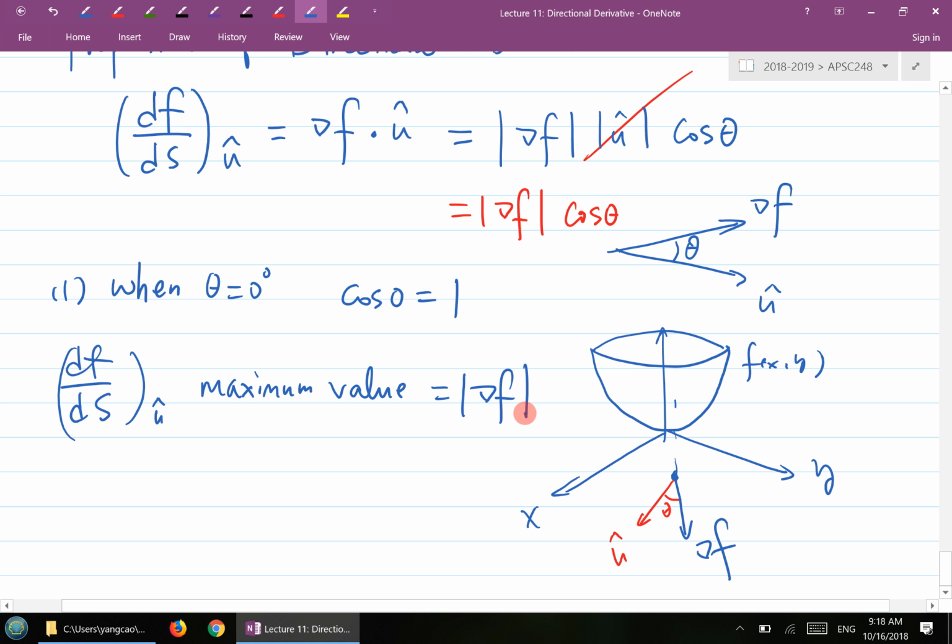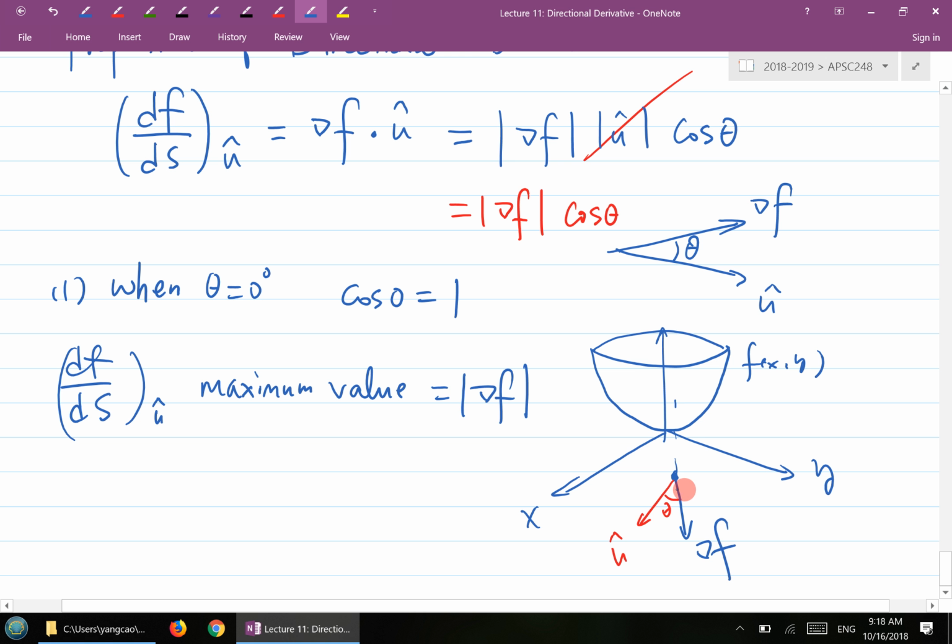So now what it means is, when the gradient vector is in the same direction as u hat, or when u hat is in the same direction as the gradient vector, you get the maximum directional derivative, right? So remember what the directional derivative means. It's the rate of change of this function f when you're moving in that direction, right? So now you get the maximum rate of change for this function f as you're moving in that direction.